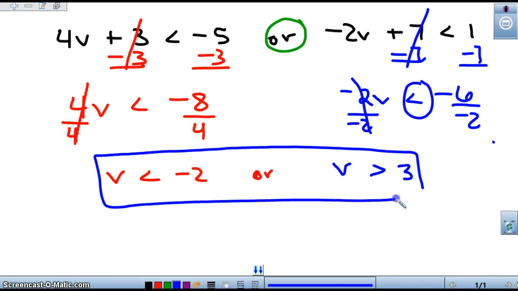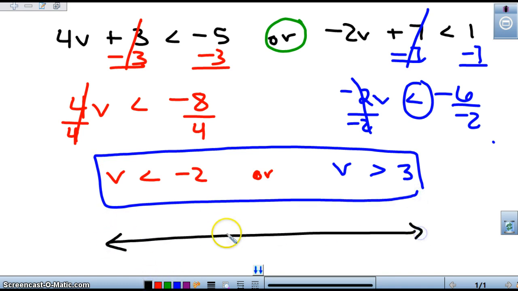And we can graph this. Negative 2, 3. At negative 2 we would have an open circle and all the numbers that are less than negative 2. And at 3 we have an open circle and all the numbers that are greater than 3.